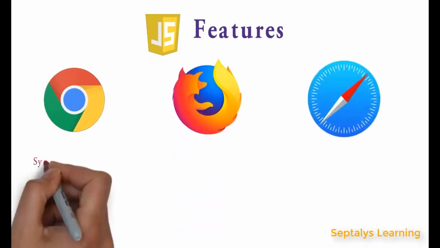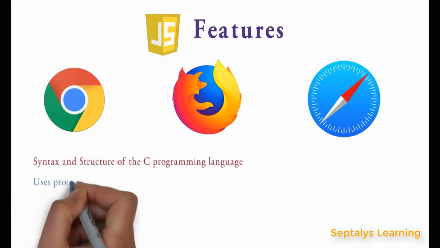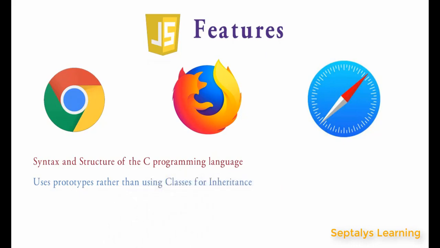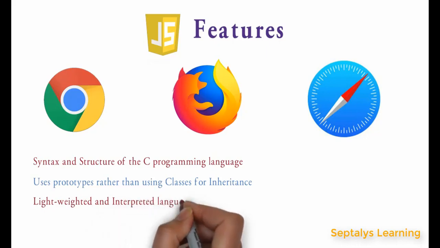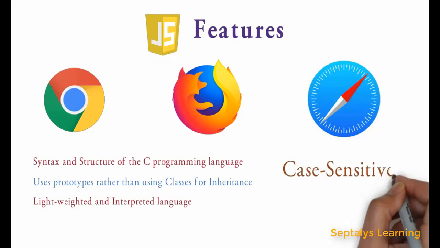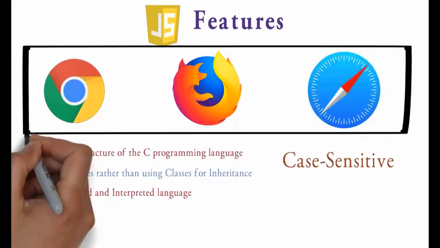Now we'll see features of JavaScript. All popular web browsers support JavaScript. JavaScript follows the syntax and structure of C programming language. It uses prototype rather than using classes for inheritance. JavaScript is a lightweight and interpreted language. It's a case-sensitive language and it provides good control to the users over the web browsers.